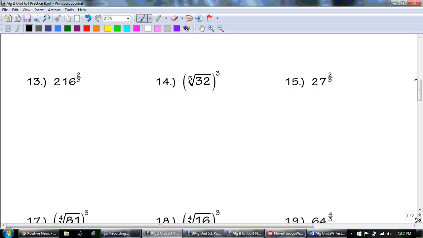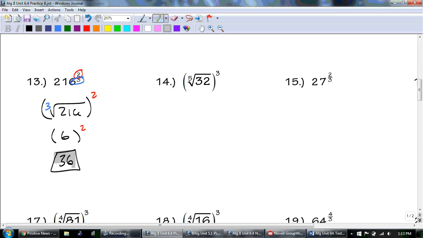Okay, number 13. I want to rewrite this first. So my exponent, my root, we've done 216 enough to know that that is, yeah, that's 6, okay? And then 6 squared is 36. And see, once you start doing these for a while, you kind of realize what the answers are.